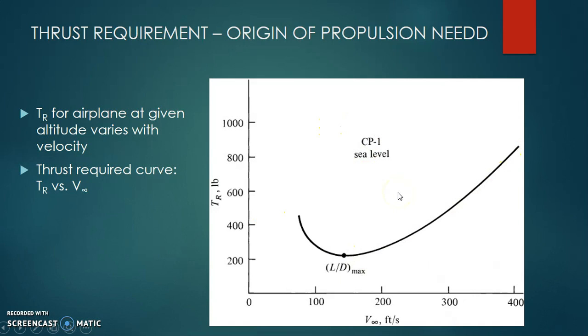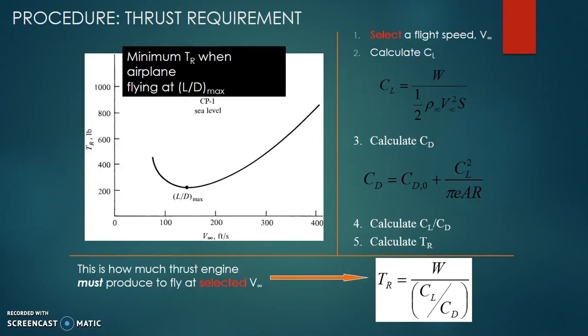What is the thrust required curve at sea level? It is simply the point to make that at a sea level point, this is the curve that is plotted. As you increase the altitude, the curve shifts, moving up and down depending on the requirements and depending on the sizing. Now, what is therefore the aspect? We see that minimum TR is when the aircraft is flying at L by D max.